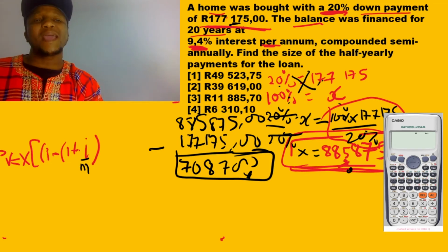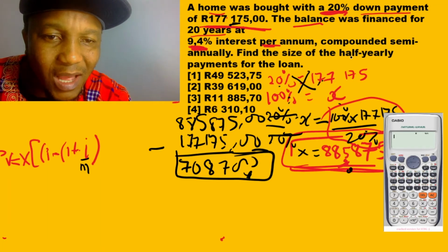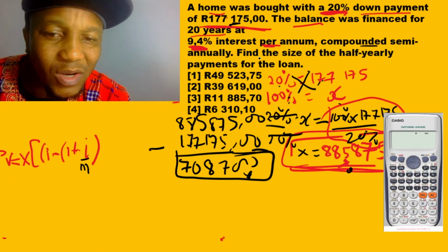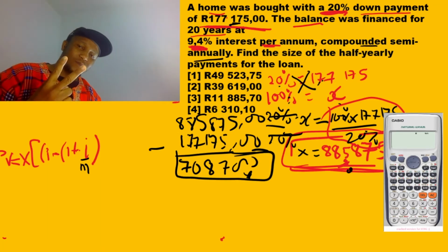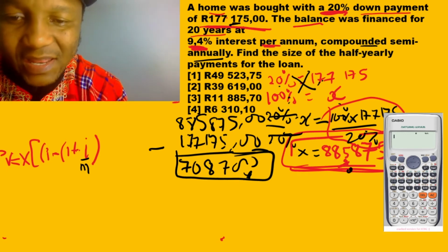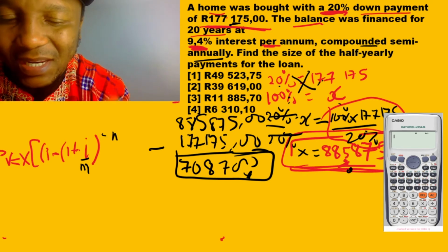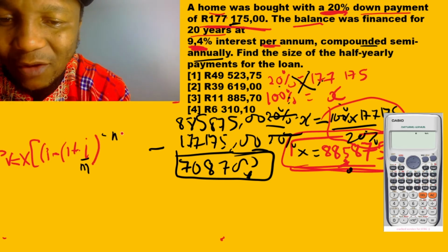Divided by M. M meaning how it was compounded. But for this case, they say it was compounded what? Half annually. It was compounded what? Semi-annual. Semi meaning 2. So we're going to put the value of M as 2. And then you say negative N, meaning time. But also make sure you multiply also by M.